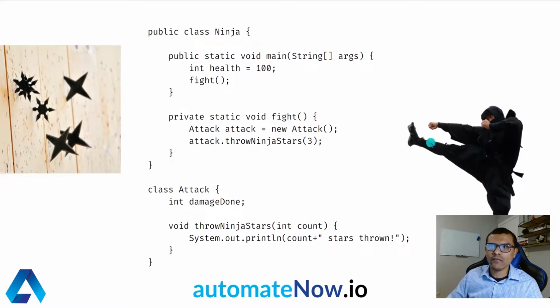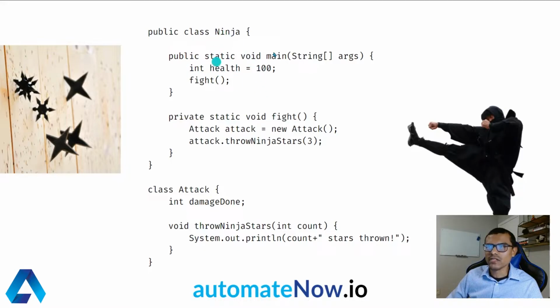And here we have a small Java program in which we're building a video game. In this video game, we have a ninja character, and this ninja character can perform different actions. For example, it can throw ninja stars. So if we look here, we have two classes. This class is called Ninja, and we have another class called Attack.